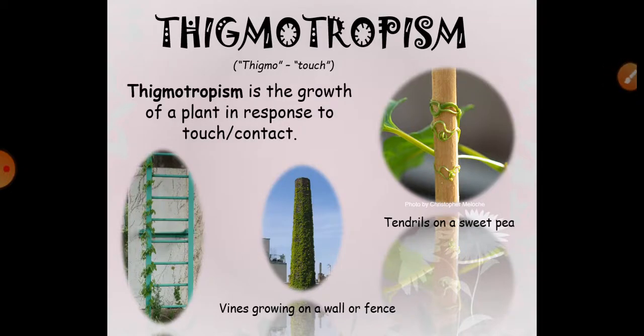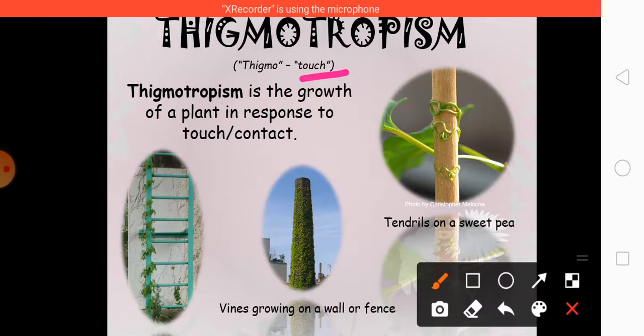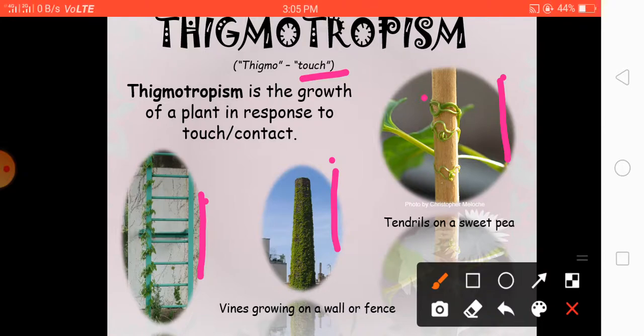The fourth one is thigmotropism. Thigmo means touch. It is the growth of a plant in response to touch or contact. Example, we can say climbing vines. Here are the examples to denote thigmotropism, like the vines growing on a wall or a fence, and the tendrils of sweet pea, and you can see it is climbing towards the up direction. This is called climbing vines.